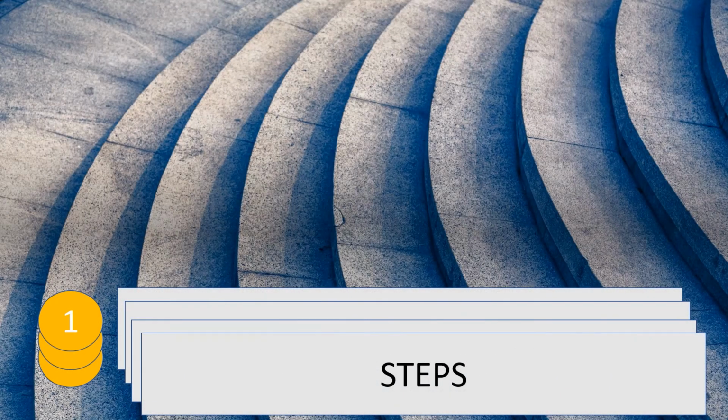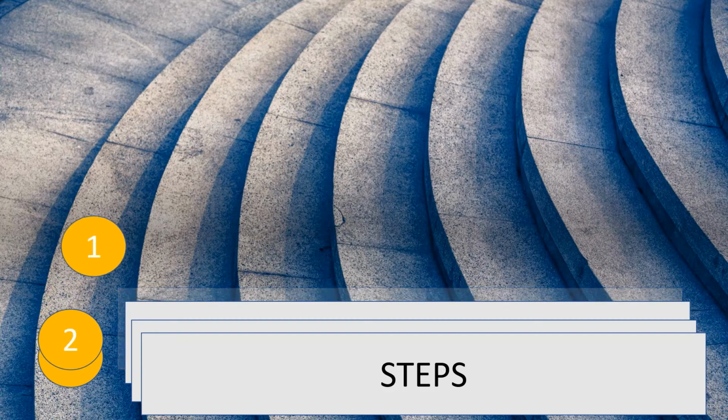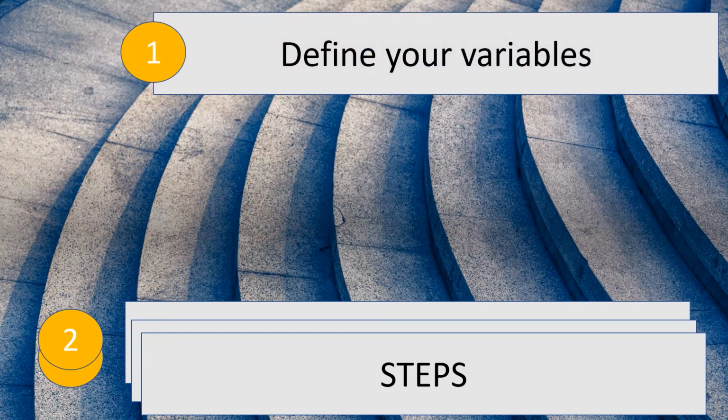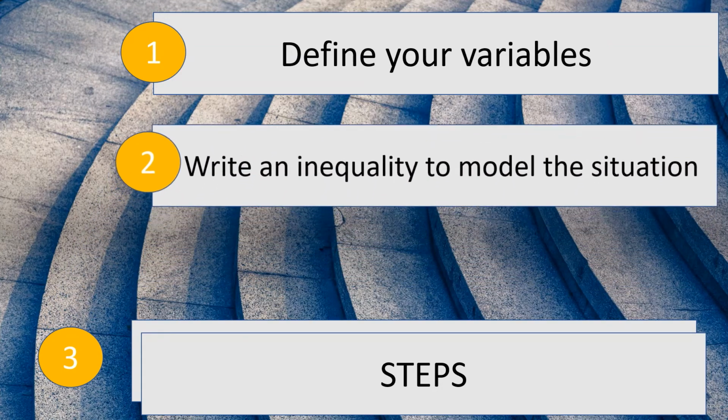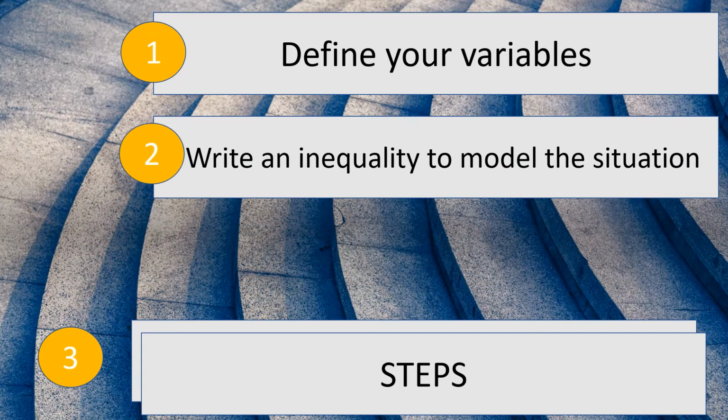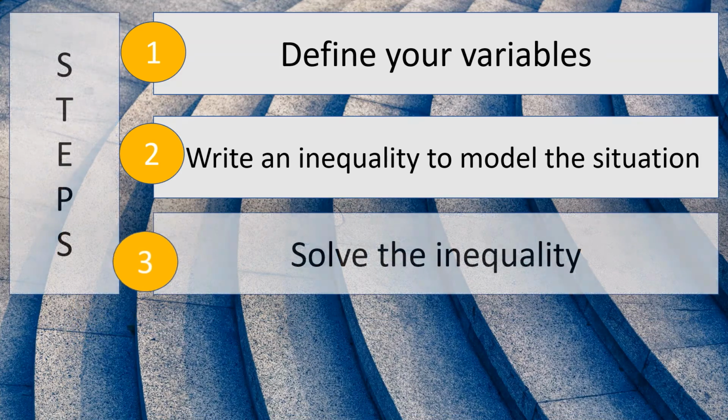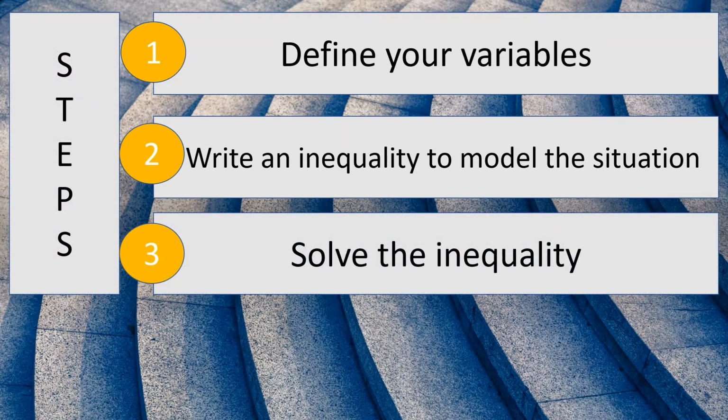So we can now solve problems involving linear inequalities in two variables. So here are the steps. You have to define your variables. Then, write an inequality to model the situation. And for step number 3, you have to solve the inequality.